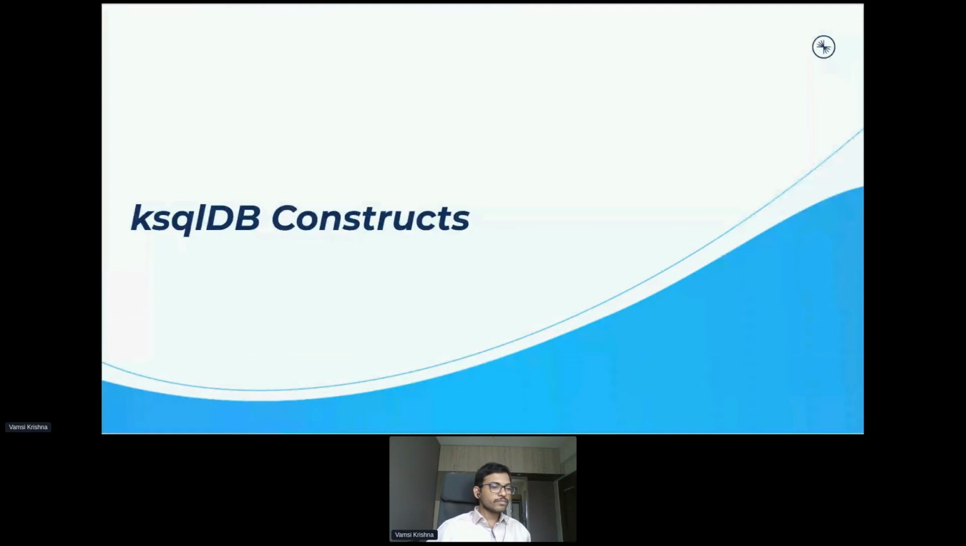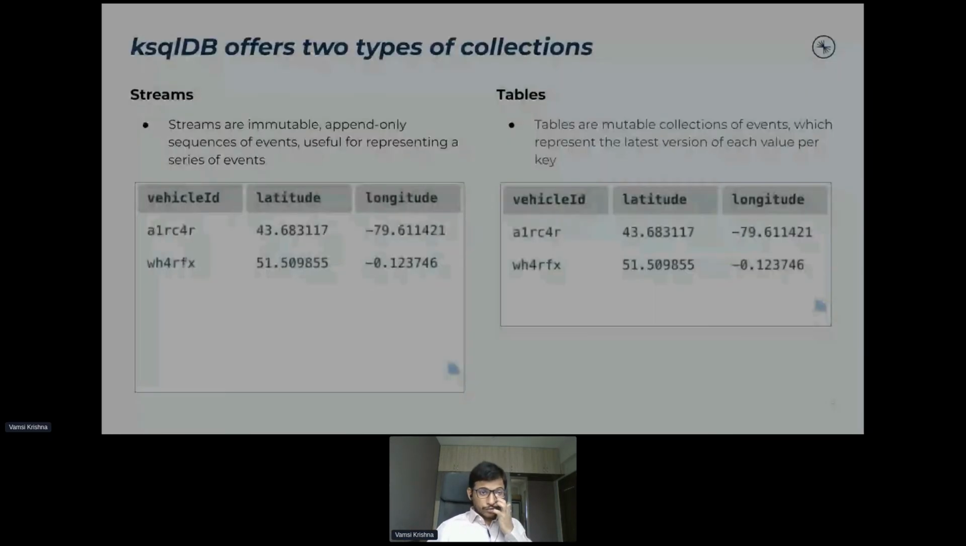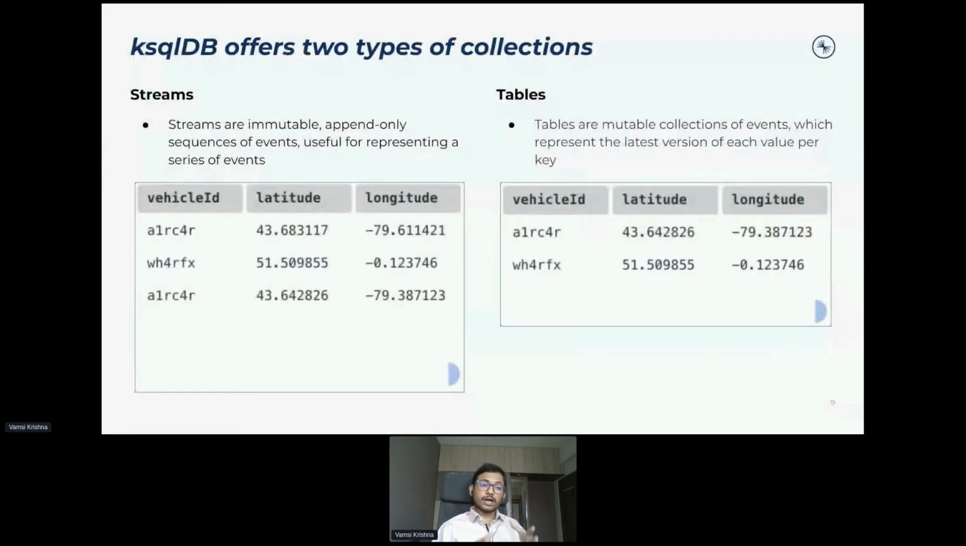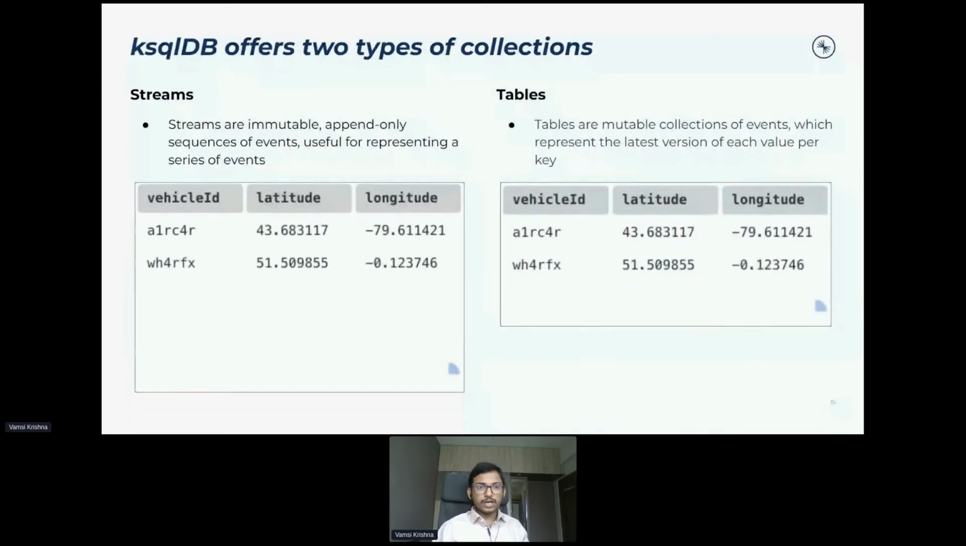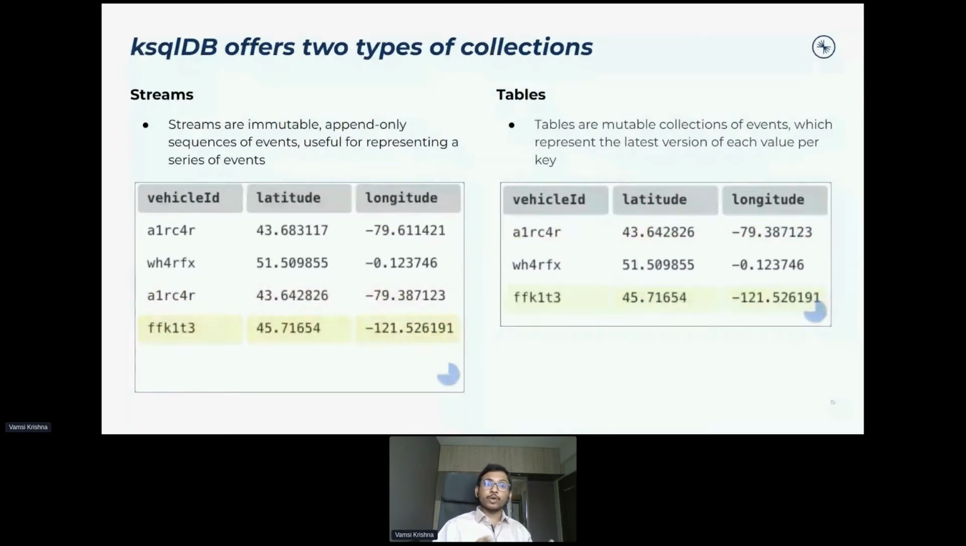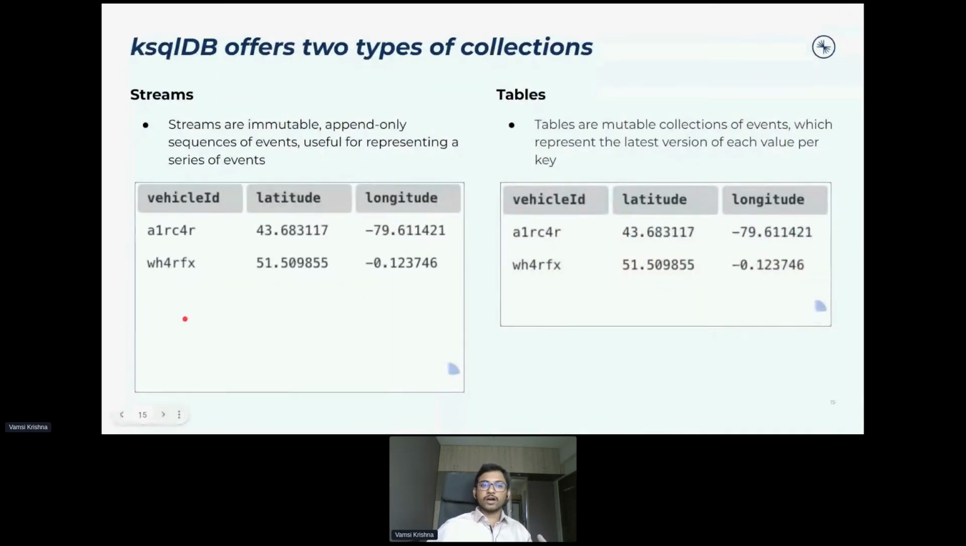Now let's go a little deeper and understand some constructs of ksqlDB. These constructs will help us with our hands-on exercise as well. Right? The first thing that I want to talk about is that ksqlDB has fundamentally two types of collections. One is streams and the second one is tables. Streams are nothing but just like your topics. It is an immutable, append-only sequence of events. This helps us to completely trace back everything from the beginning of time.